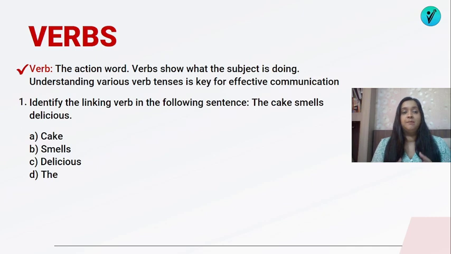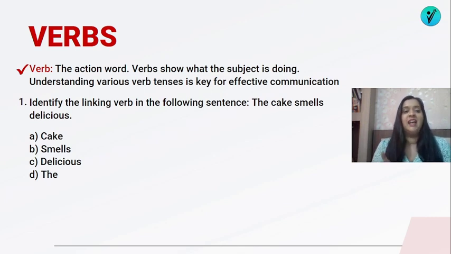The cake smells delicious. Now, generally we get confused with verbs being only action words, and we think an action word is doing something. So, if we say she is smelling the perfume, then you will feel "is smelling" is a verb. But the cake smells delicious. How can a cake smell delicious on its own? But it's a linking verb. It's linking the cake and the adjective, which is delicious.